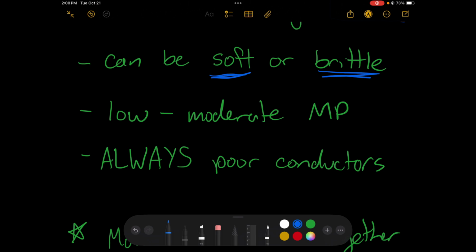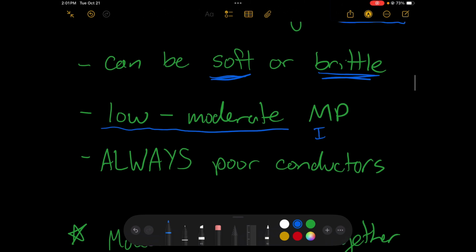But if we're talking about solid carbon dioxide or dry ice, we know that that's a little bit more crystalline in nature and a little bit more brittle. Those substances are going to have low to moderate melting points. The reason they do not have high melting points is because intermolecular forces, IMFs, are easier to break than a true bond is.